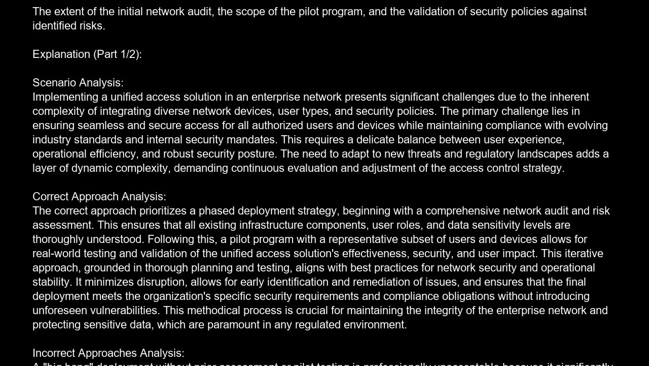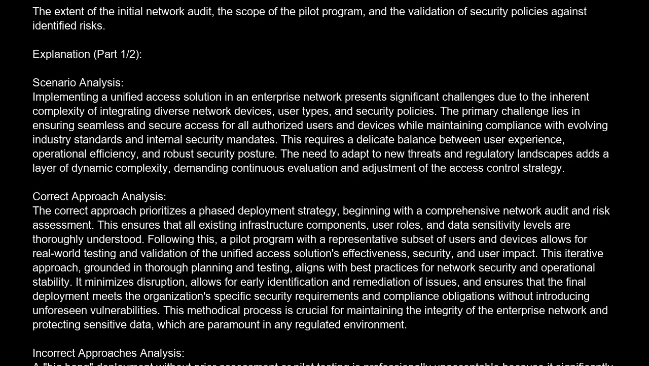The primary challenge lies in ensuring seamless and secure access for all authorized users and devices, while maintaining compliance with evolving industry standards and internal security mandates. This requires a delicate balance between user experience, operational efficiency, and robust security posture. The need to adapt to new threats and regulatory landscapes adds a layer of dynamic complexity, demanding continuous evaluation and adjustment of the access control strategy.